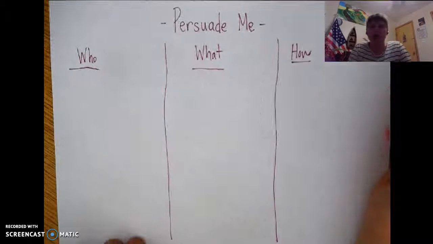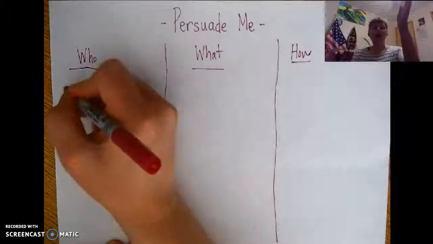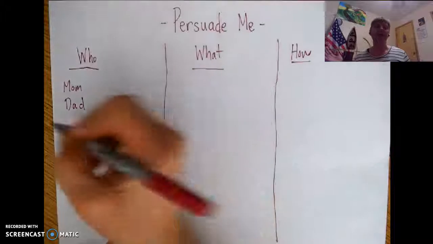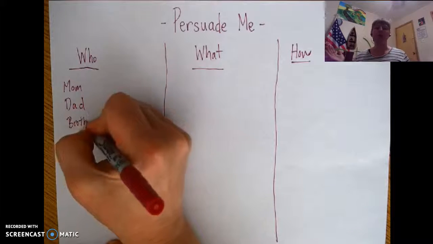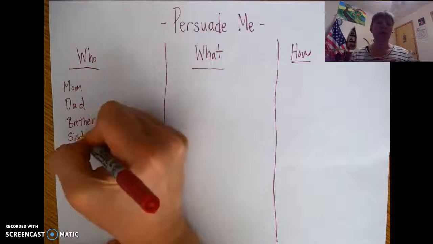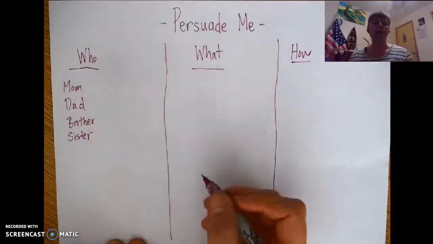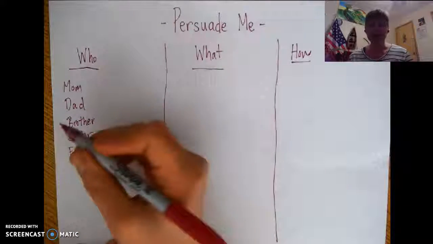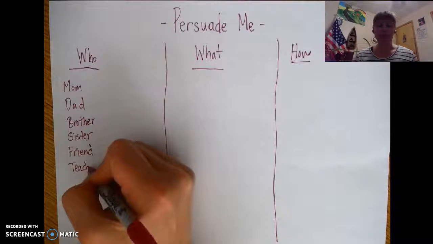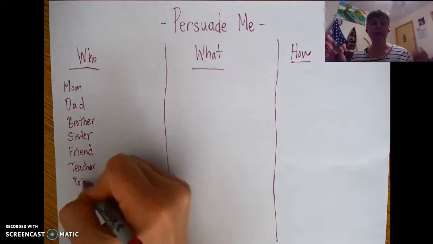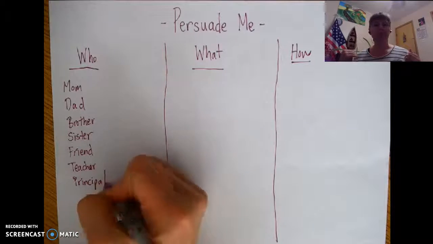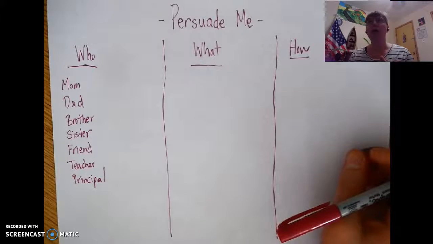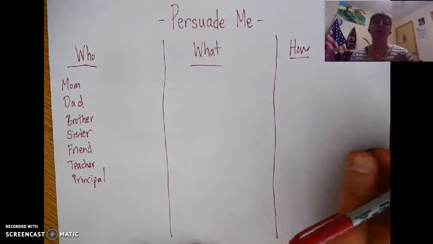So we generated a list of different people that we are trying to persuade. Some of the people can be mom, dad, stepmom, stepdad, brother, sister. So people in our family, okay? We're trying to persuade people in our family, friends. We're trying to convince our friends about something, or teachers, or the principal, right? Those are some people that we are coming up with, that we're trying to persuade.